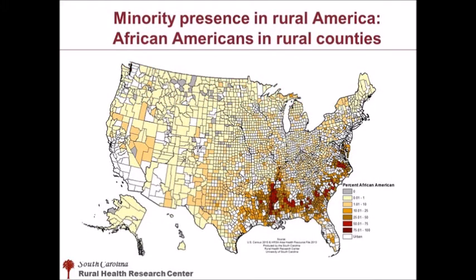Since we are recording here in South Carolina, I'll start with the African Americans and their presence in rural America. As you can see, the African American pattern of settlement largely follows that of the Old South, and you can see how many of the rural counties have significant, perhaps in some cases even majority populations that are African American. It's a regional phenomenon, but a large region.